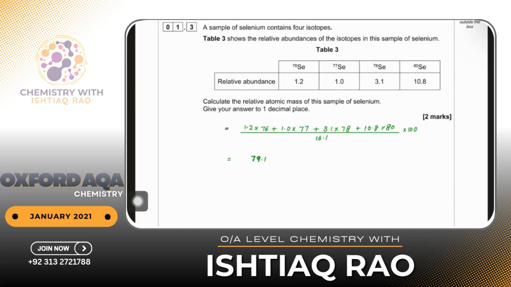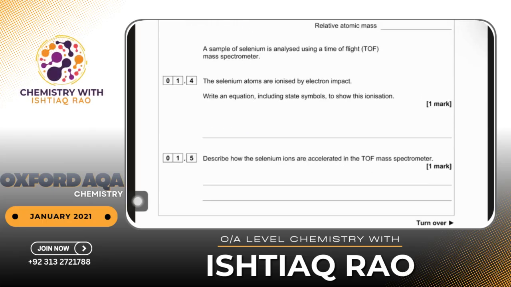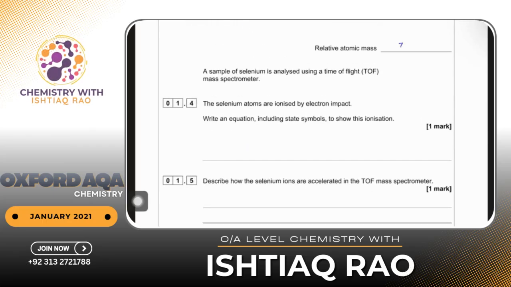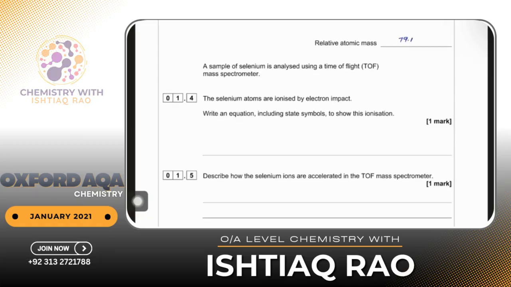Are you not getting this one? What are you getting? And then 16.1 and then times 100. They are not saying percent, so you can solve it without percent. Okay, okay. So then what are you getting? 79 point something. Yeah, I wrote 100. Okay. So it's 79.1.